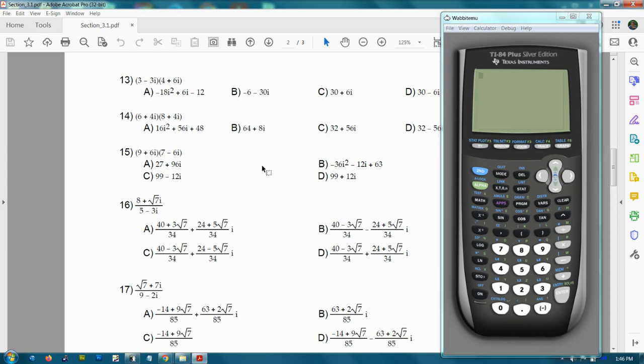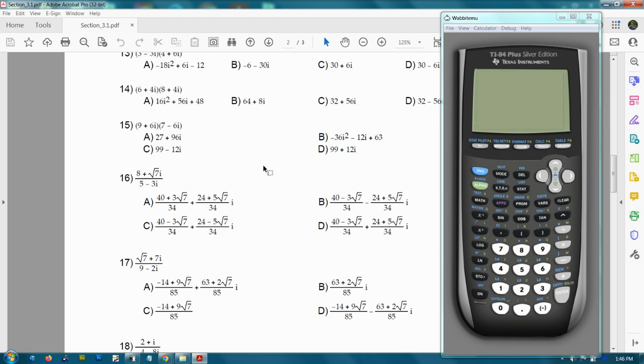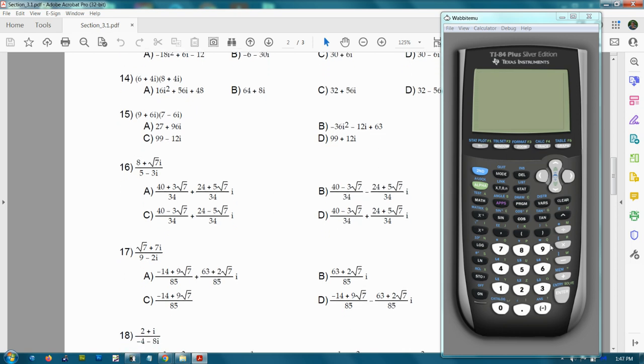Let's just see what happens here with 15. If I just bring it up just a tad so you can see it there. All right, 15. Open parenthesis, 9 plus 6i, 6 second function, the period key, close parenthesis, open parenthesis, 7 minus 6i. 7 minus 6 second function, period, close parenthesis, hit enter. 99 plus minus 12i, excuse me, 99 minus 12i. What else? Letter C, number 15. There it is, 99 minus 12i.